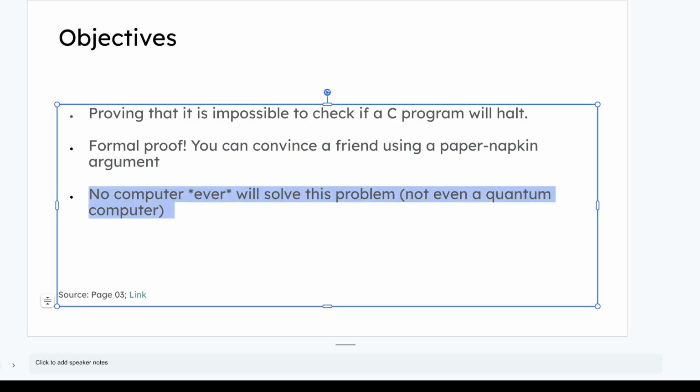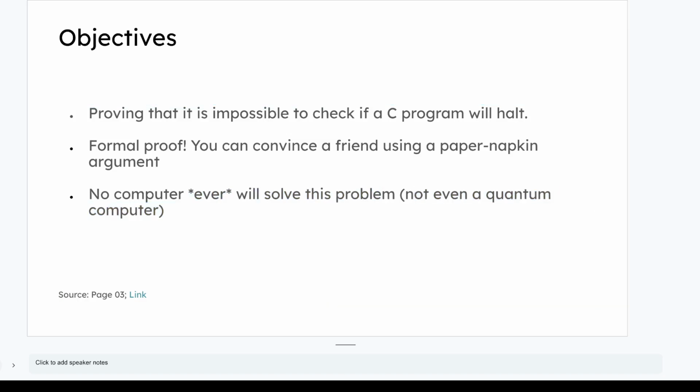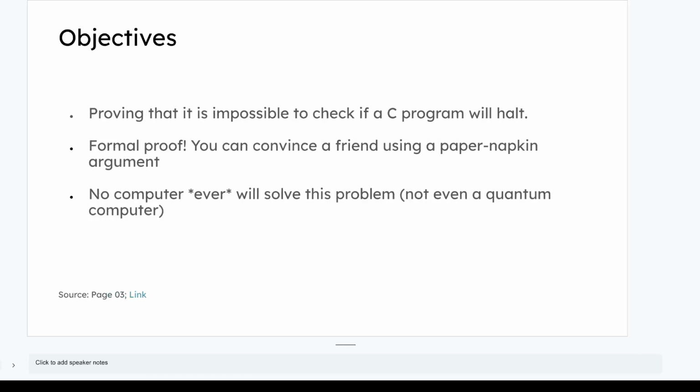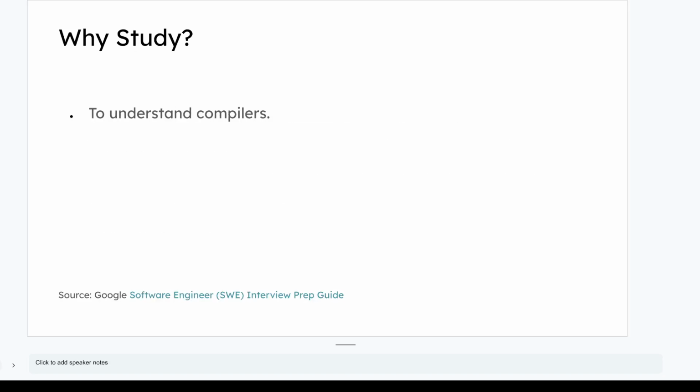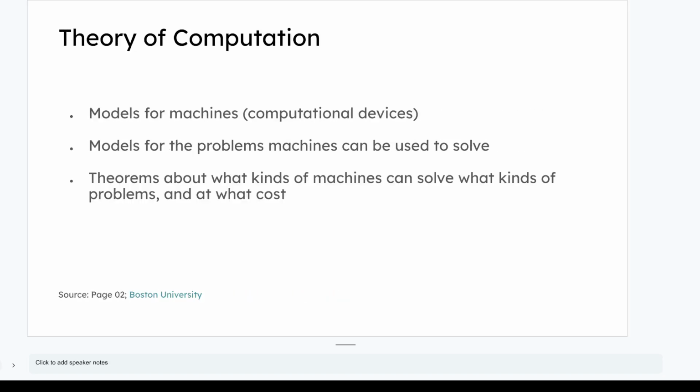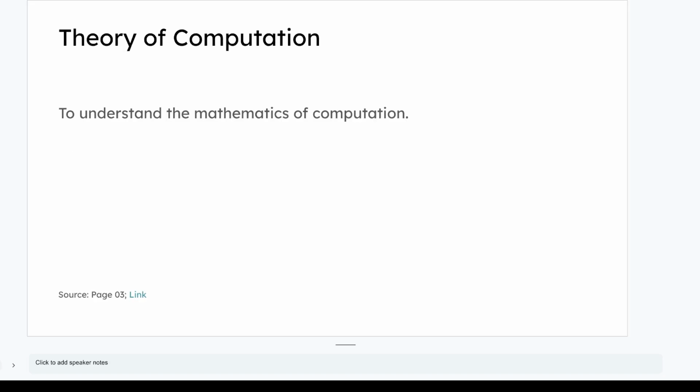And the most important line, which generates implications on or questions on artificial intelligence as well, that no computer ever, yes, I have mentioned this star, it is not an LLM generated word, okay? So no computer ever will solve this problem, not even a quantum computer, right? So these are the objectives that you will achieve, and you will be able to enjoy the beauty of computer science through this course. So with that, I'll make a closure, and I hope it is very clear why one should study theory of computation.